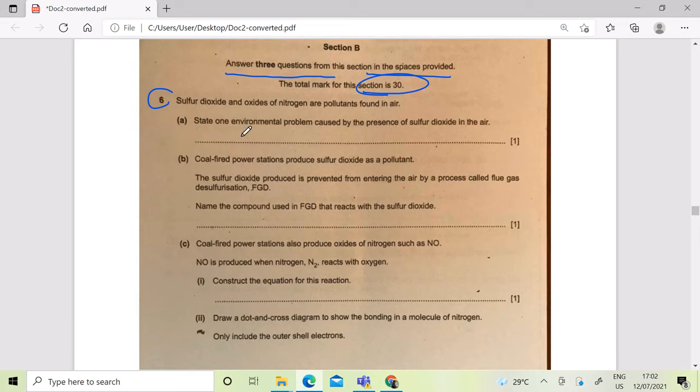Part A. State 1 environmental problem caused by the presence of sulfur dioxide. So automatically it should come to your mind that the environmental problem of sulfur dioxide in air is acid rain. That is the main thing to be known. Actually, visibility of the air decreases in some areas. When heavy traffic is going on, visibility decreases. That is also okay, but the main thing is acid rain.